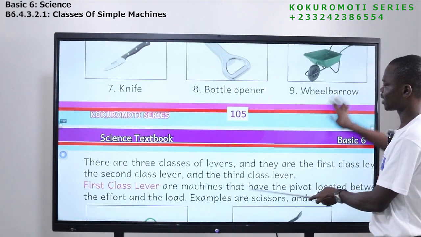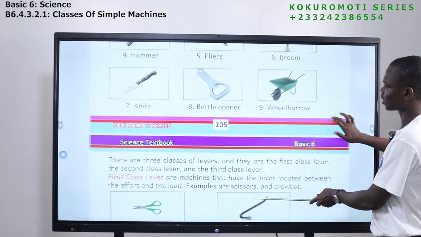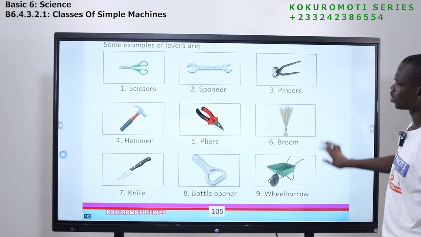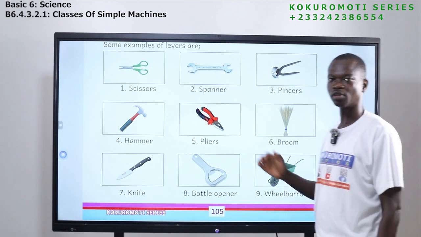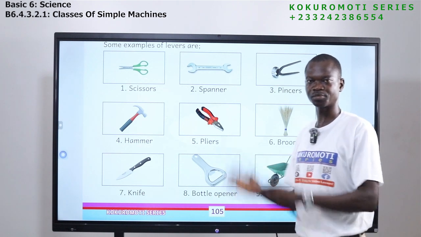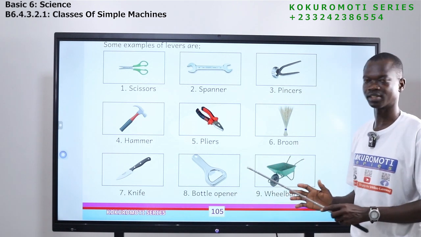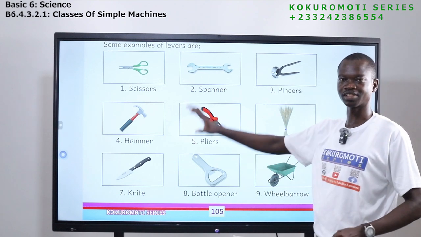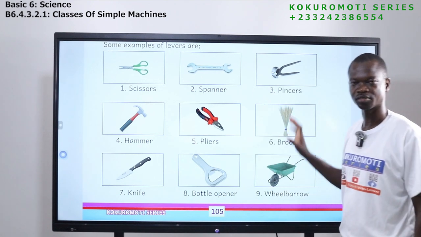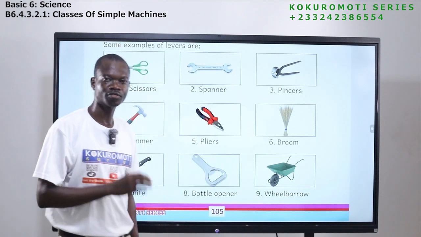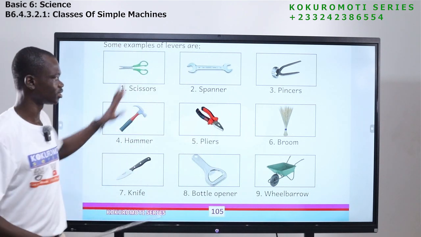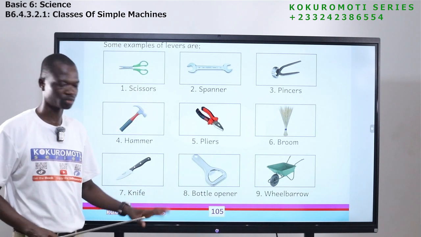Okay, so these are examples that you should know. All these are simple machines, but they belong to one class of simple machine. That class is what? Levers. So if you are asked to give examples of simple machines that fall within the class of levers, these are the examples that you're expected to give.